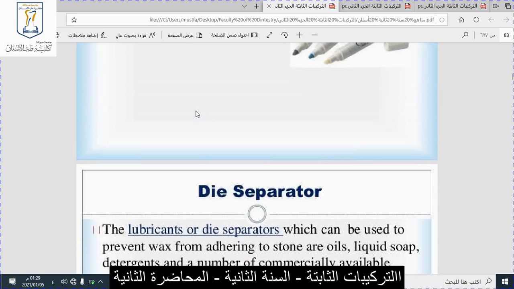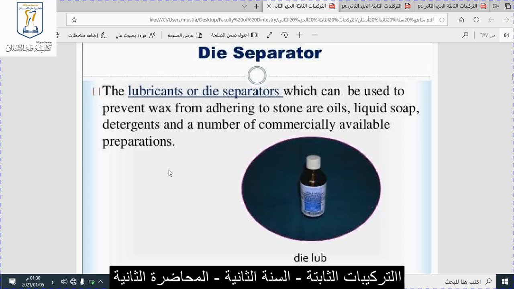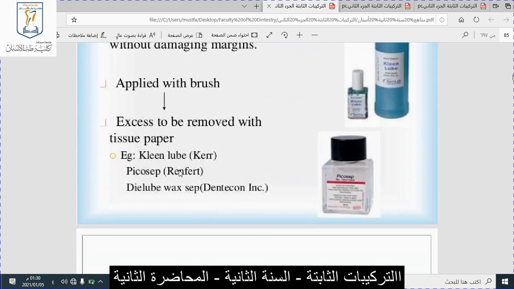Die spacer is applied away from the margin by 0.5 millimeter. Die hardener is applied into the margin. Die separator is applied onto the die to assist the wettability of the wax pattern to the die, and to easily remove the wax pattern from the die, especially from the margin, without distortions.